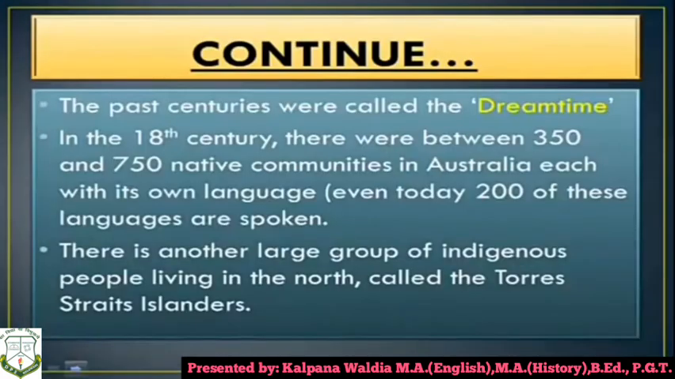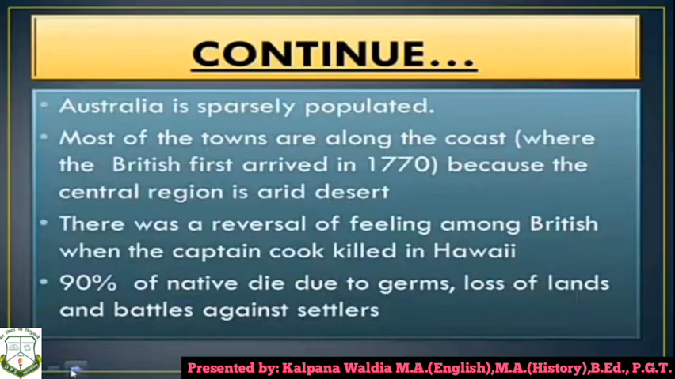The past centuries were called dream time. In the 18th century, there were between 350 and 750 native communities in Australia, each with its own language. Even today, 200 of these languages are spoken. There is another large group of indigenous people living in the north called the Torres Strait Islanders. Australia is sparsely populated. Most of the towns are along the coast, where the British first arrived in 1770, because the central region is arid desert.